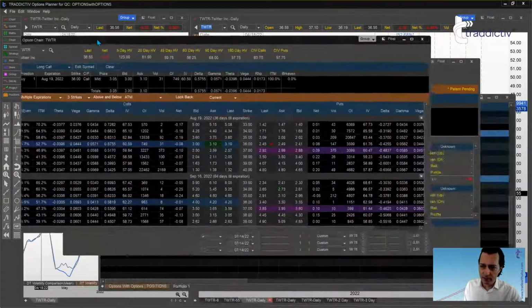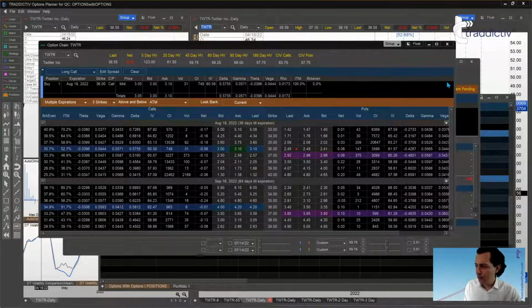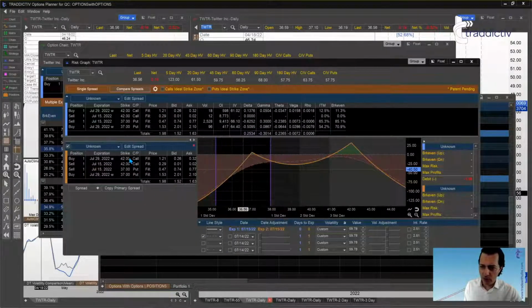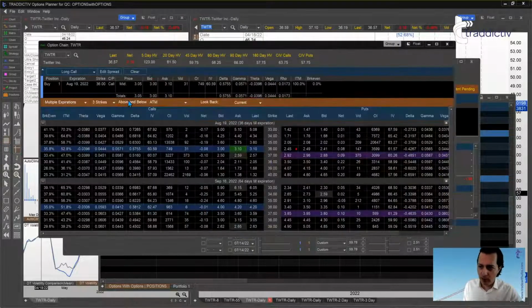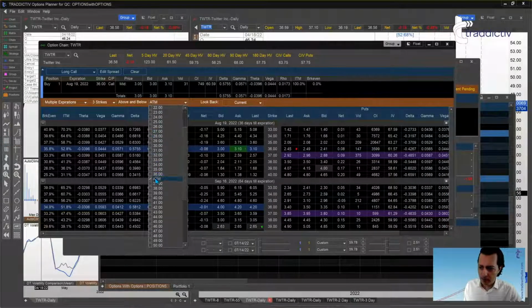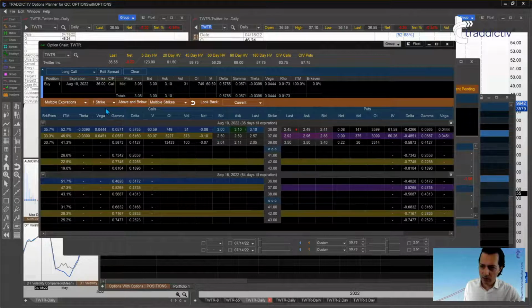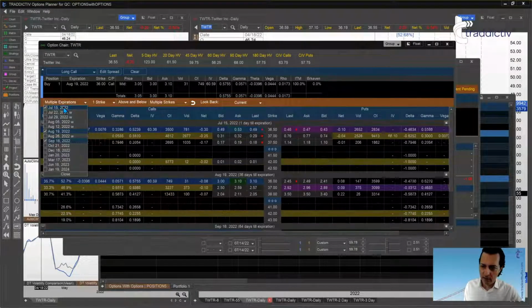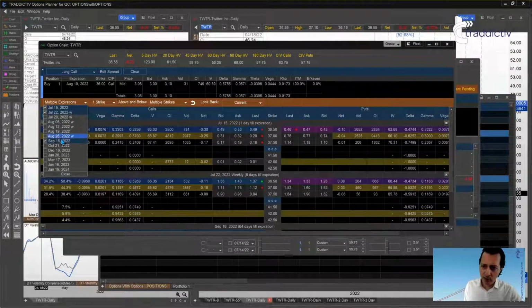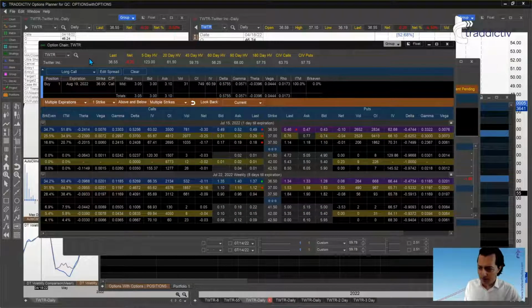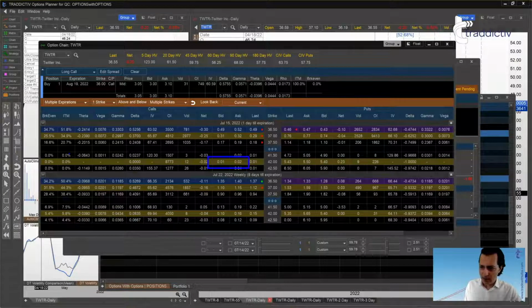So if we look at Twitter, by the way, the strikes we're using are 42 and 37, and we are looking at July 15 and July 22nd. If we start with the call side and look at the bid and the ask, it is 1 to 2 cents, and the theta is not even calculated, so I guess it's easy to say it's distorted.